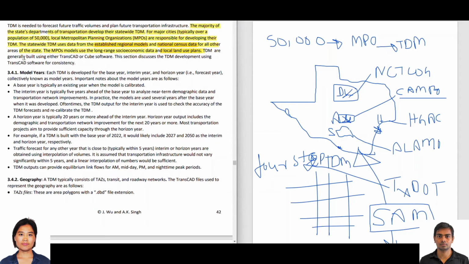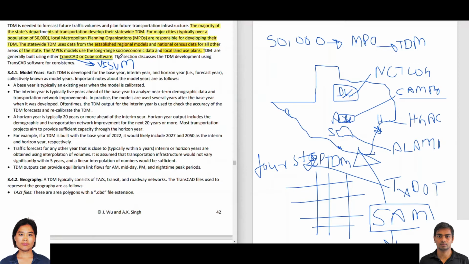TDMs are generally built using either TransCAD or Cube software. Now there is a new software in play by Florida DOT, which is Visum. Florida DOT has moved from TransCAD to Visum recently, and we will see how this expansion to Visum plays out. But they are generally built in either TransCAD or Cube.